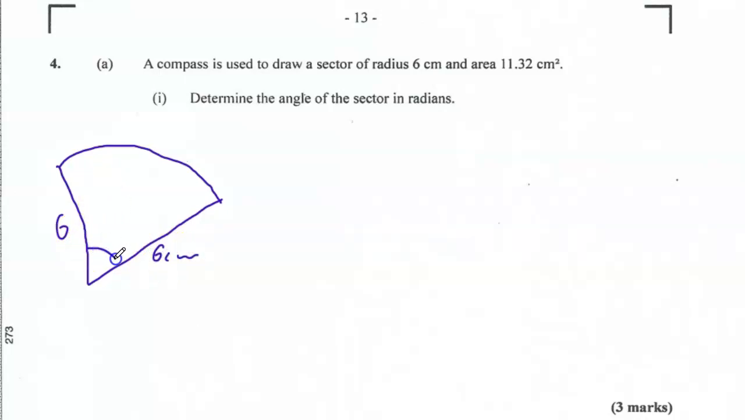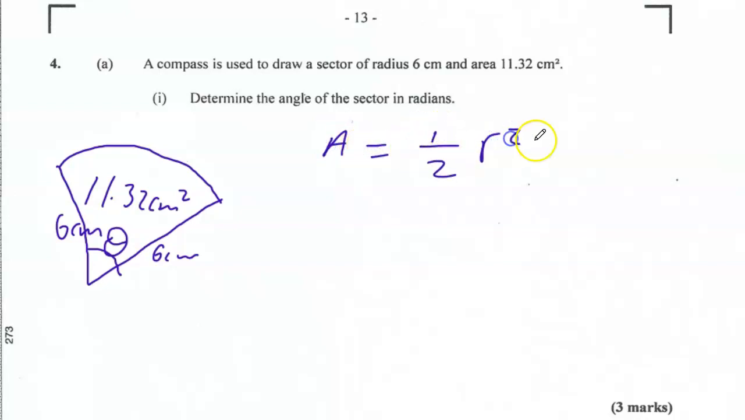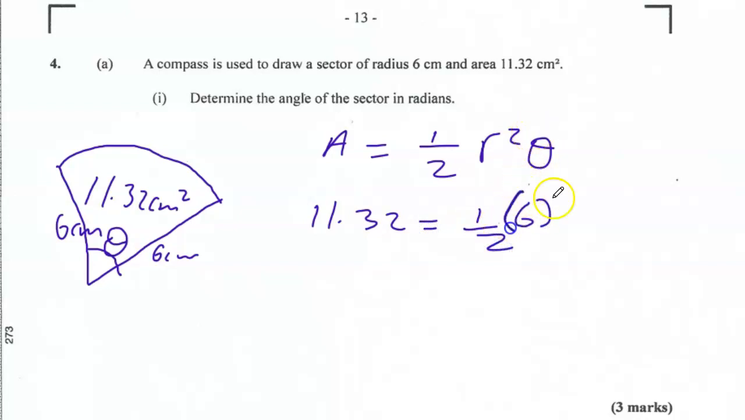The angle, well, this angle is what we want to find. Let's call it theta. And the area is 11.32 square centimeters. Right, so you'll recall that area, when the angle is in radians, is half r square theta. So we have area as 11.32, half, we have r as 6, so half times 6 square times theta.